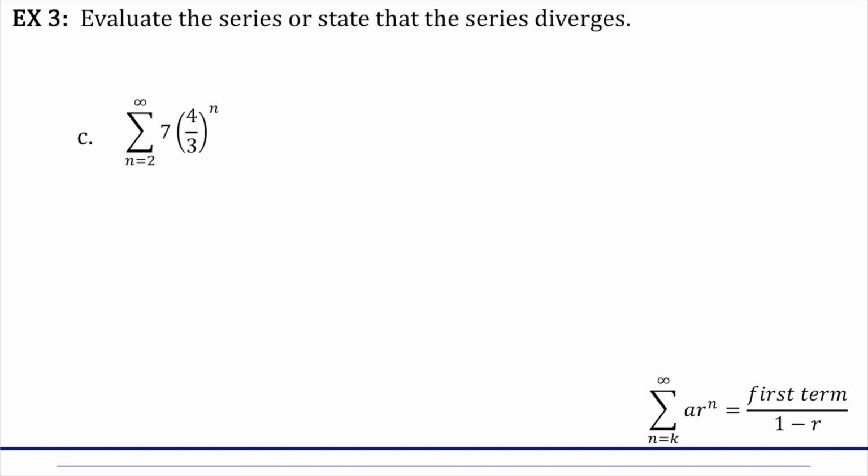Okay, this one's already set up nicely for us. We can just see right off the bat that we have a common ratio of 4/3. That's bigger than 1. So this series diverges by the geometric series test, and we're done with that one.